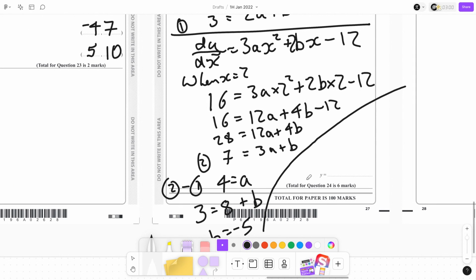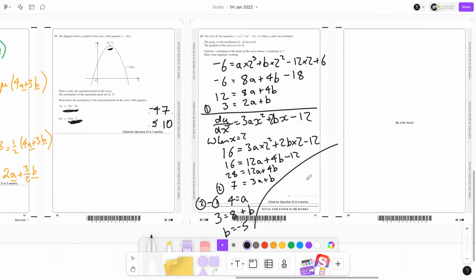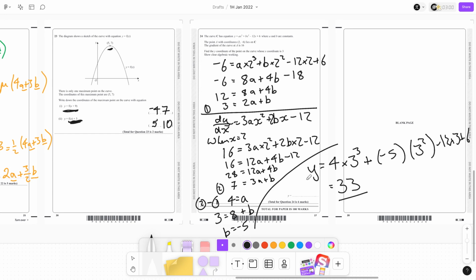Okay, we slightly haven't got enough room here, but let's go over here. So we've got y equals a, which is 4, times x, which is 3 cubed, plus minus 5 times x squared, which is 3 squared, minus 12 times 3, plus 6, and we plug all that in, and it comes to 33. And there we have our final answer.